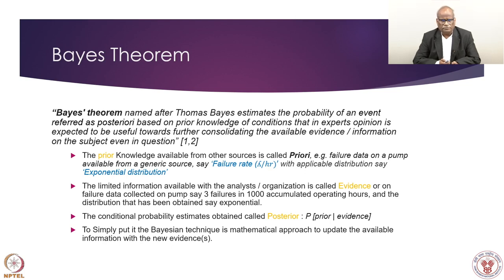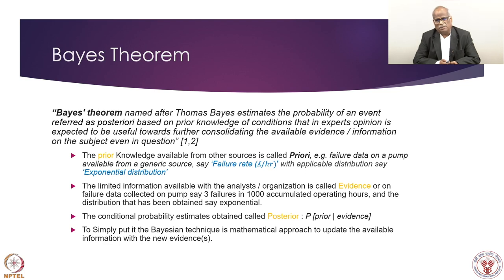Let's say we have to arrive at a failure rate estimate, but we have very limited data from the plant. So what we'll do is look at our handbook or international data bank. From there we'll take the failure rate, and along with that we'll take the error factor. Let us say the failure rate is some quantity per hour, and if we know the distribution also, our problem is solved as far as the prior is concerned.